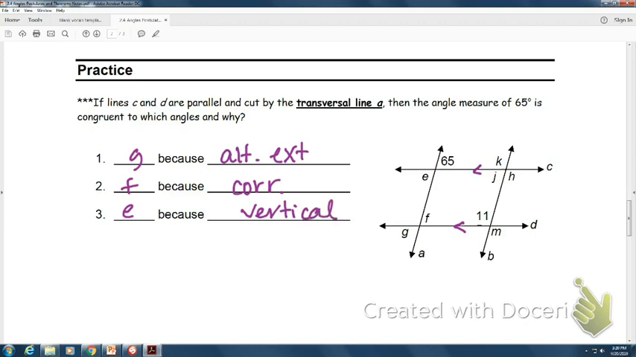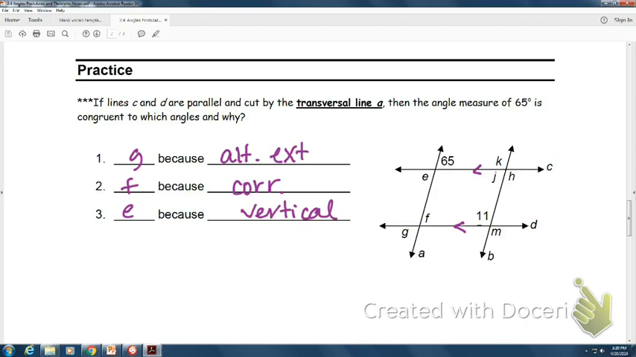Questions on that? Is there more than that? What do you mean? Like another associated angle? J would be what? This is a good talking point. What would J be? Why would J be 65? Because it's corresponding to E. Okay, it is corresponding to E.